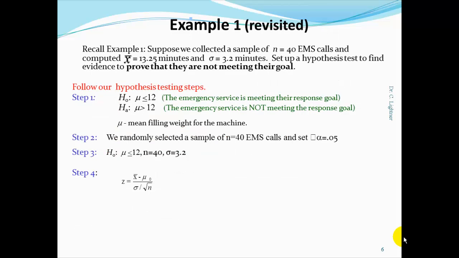Example 1, revisited. In this example, we collected a sample of n equals 40 EMS calls and computed an average response time of 13.25 minutes, and the population standard deviation sigma was equal to 3.2 minutes. Set up hypothesis tests in order to find evidence to prove that they are not meeting their goal. Recall for this example, their goal was to respond to calls in 12 minutes or less.